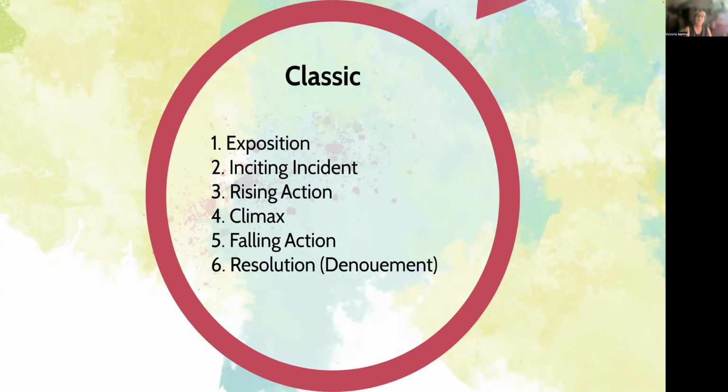The climax, which is the turning point or most intense moment of the play. The falling action, events that happen as a result of the climax. And the resolution or denouement, where the conflict is resolved and all of the loose ends are tied up. For example, in Romeo and Juliet, the exposition introduces the feud. The inciting incident is their meeting. The climax is Romeo's banishment, and the resolution or denouement is the tragic deaths of the lovers.